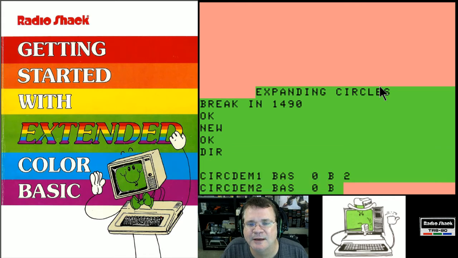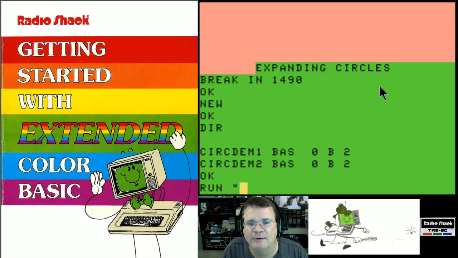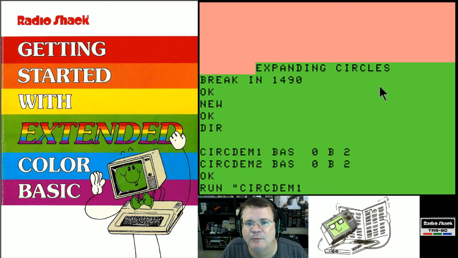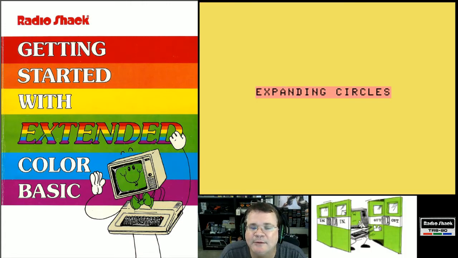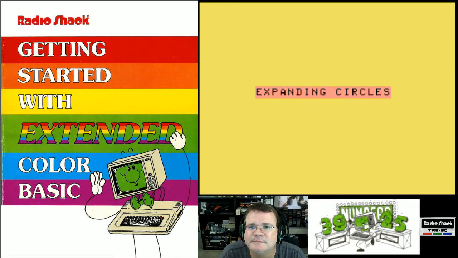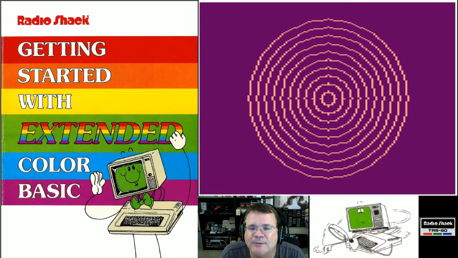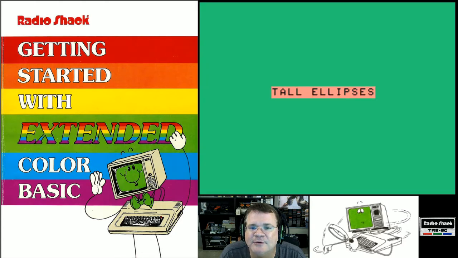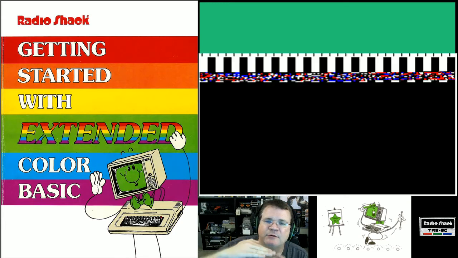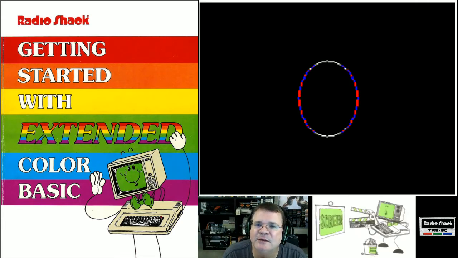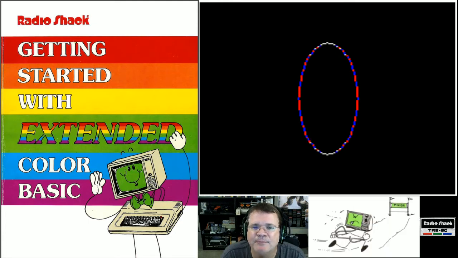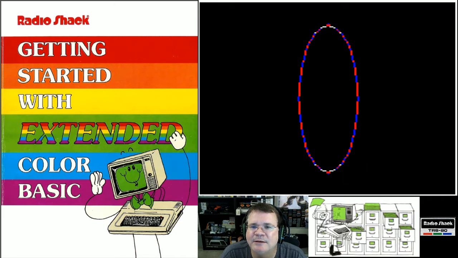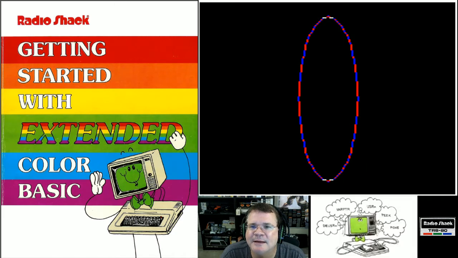Let's just look at his Circle Demo 1 where he slows it down a little bit. Circles demo. Okay. Expanding circles. There we go. That one's pretty straightforward. Tall ellipses, which are now done on multiple pages, and in this version he slows down the cycling of the pages so you can soak it all in and absorb the expansion here, which is pretty cool. I like it a lot.